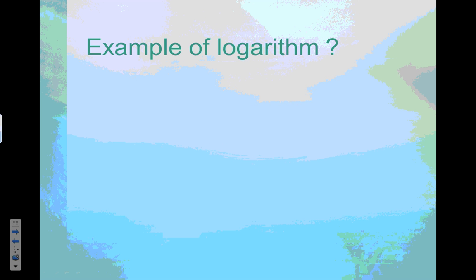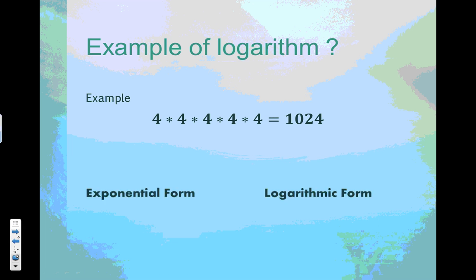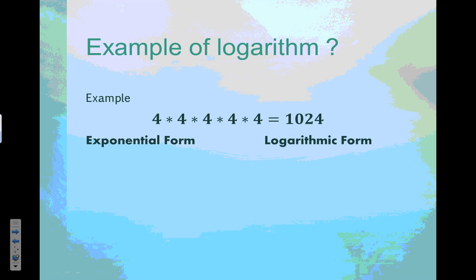Let's do an example of logarithm. We have 4 times 4 times 4 times 4 times 4 equal to 1024. How do we convert this example into exponential form and logarithmic form? Well, let's look at it. We have 4 multiplied by itself how many times? 1, 2, 3, 4, 5. So 4 is being multiplied by itself 5 times to get an answer of 1024.